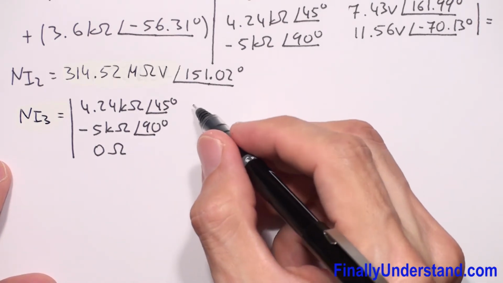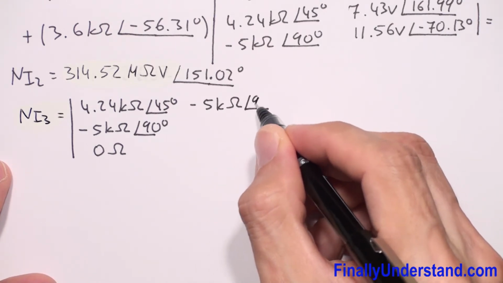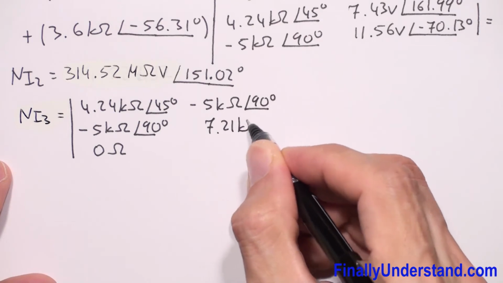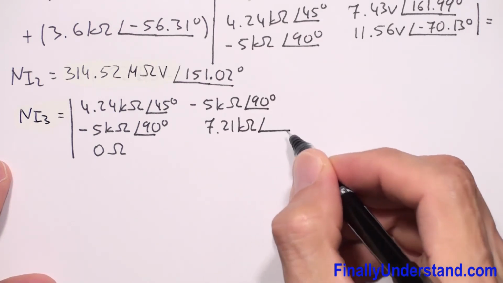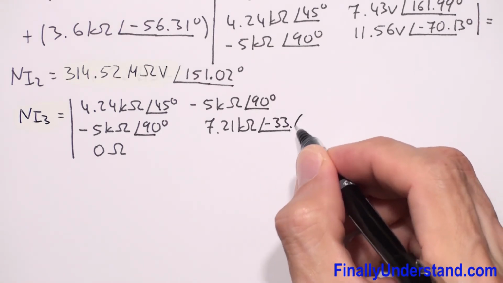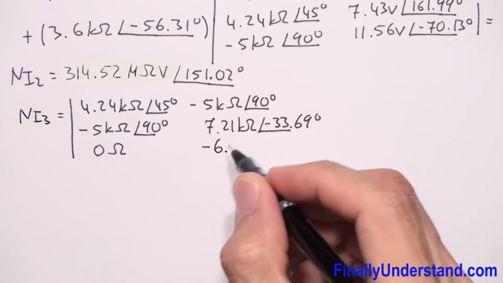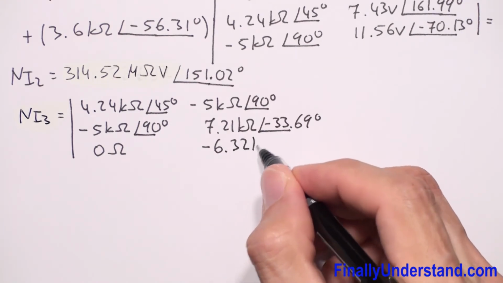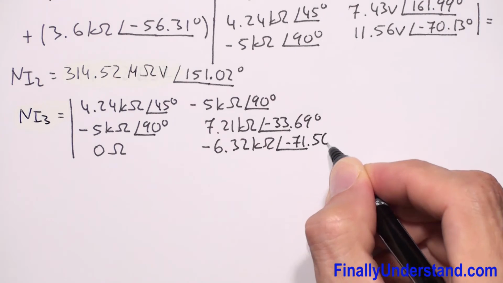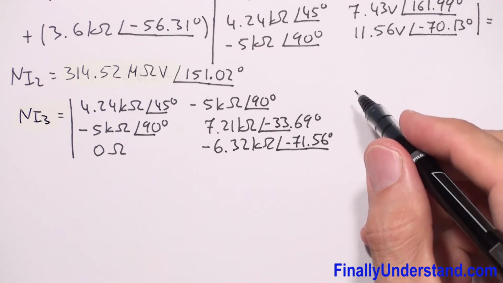Okay, the second column is minus 5 kilo ohms and angle of 90 degrees, and I have 7.21 kilo ohms, and angle of negative 33.69 degrees, and I have negative 6.32 kilo ohms and angle of negative 71.56 degrees. The third column of my delta I'm supposed to replace by the voltages.